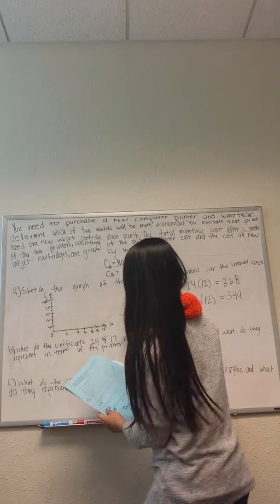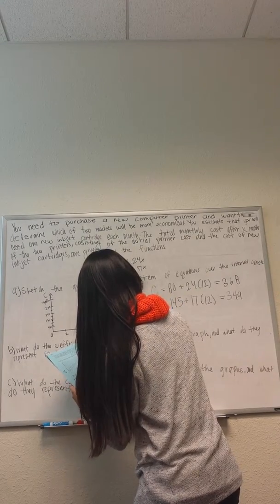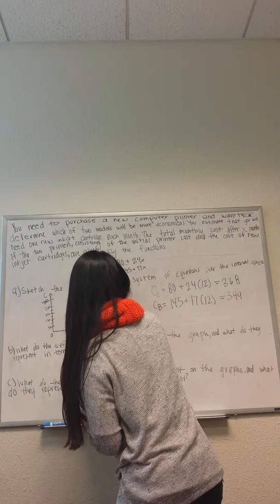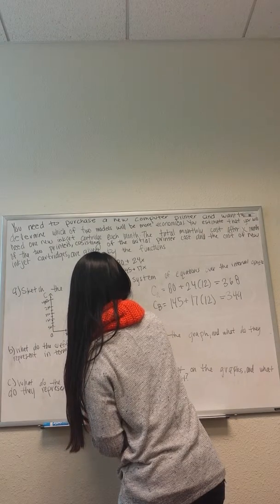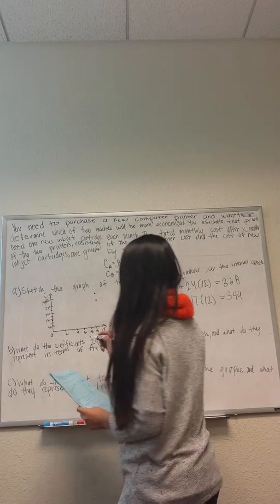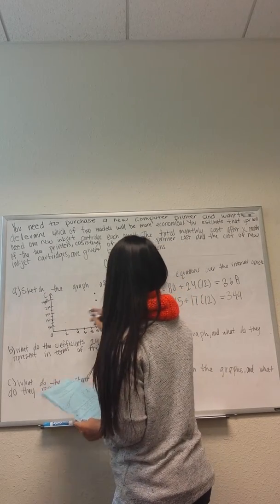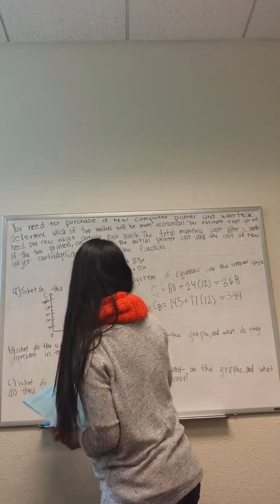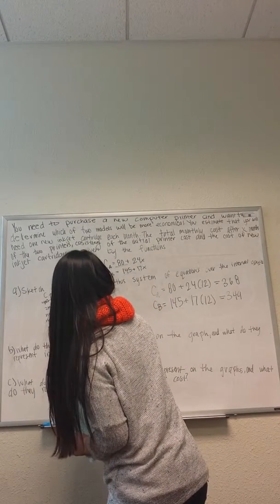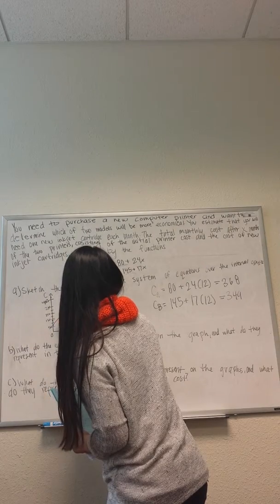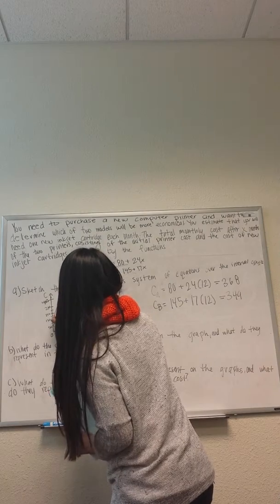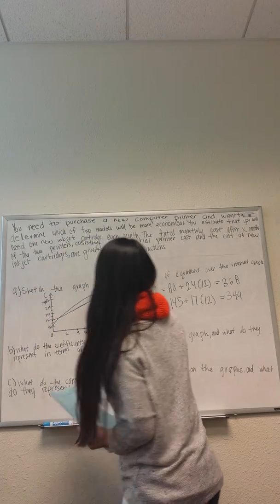So then you would plot those two numbers on the graph. And then you connect the dots. And then label them.